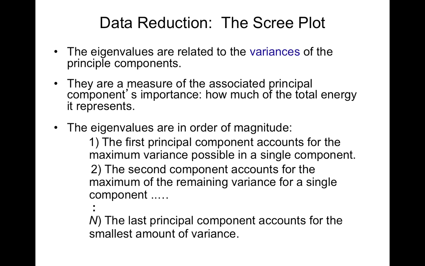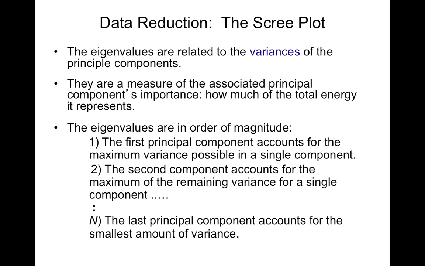So the eigenvalues are related to the variances of the principal components, and they're a measure of how important the associated principal components are. In other words, how much of the total energy does it represent? They're given in order of magnitude.